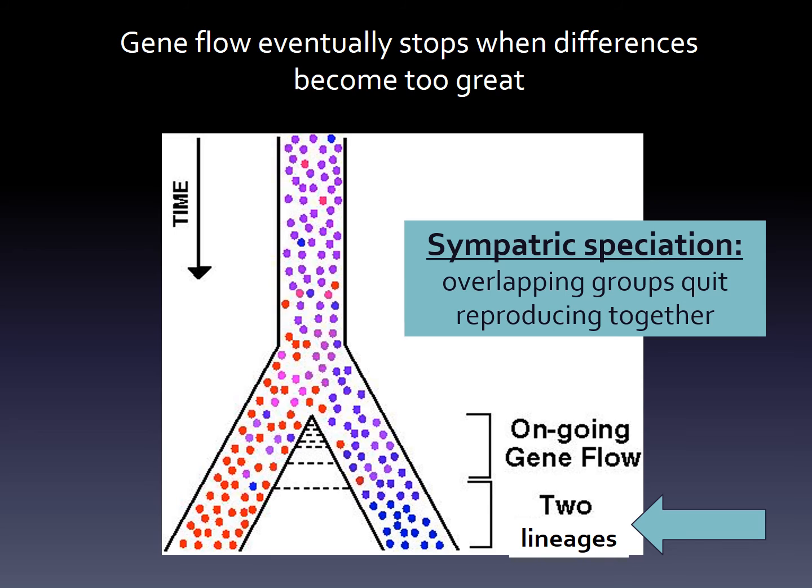We call this type of speciation sympatric speciation because the groups are overlapping. It's just something happens and they quit reproducing together. And the two lineages become separate species, and we think that's what happened with chimpanzees and gorillas. They no longer recognize each other as mates.